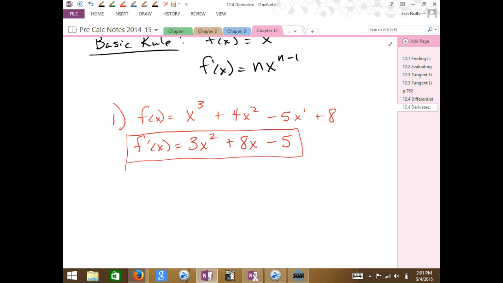Okay, let's try a harder one. You guys ready? Number 2. How do you know if it's a constant? It doesn't have a variable.